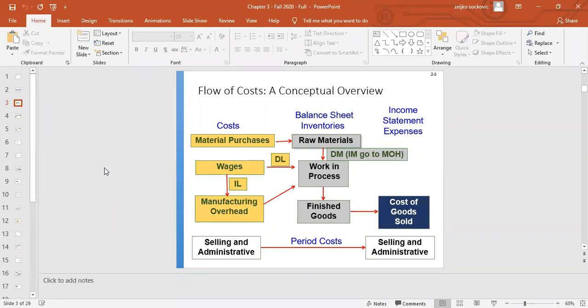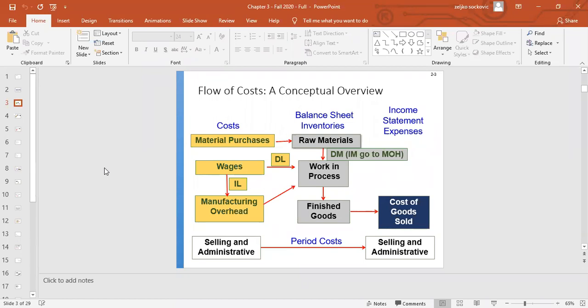But the PDF slide is enough, so you go through the problem and you just see, okay, this is how it moves. So our main concern here is, again, what? Direct materials and indirect materials, direct and indirect labor, and manufacturing overhead, things that we are using to make a product.